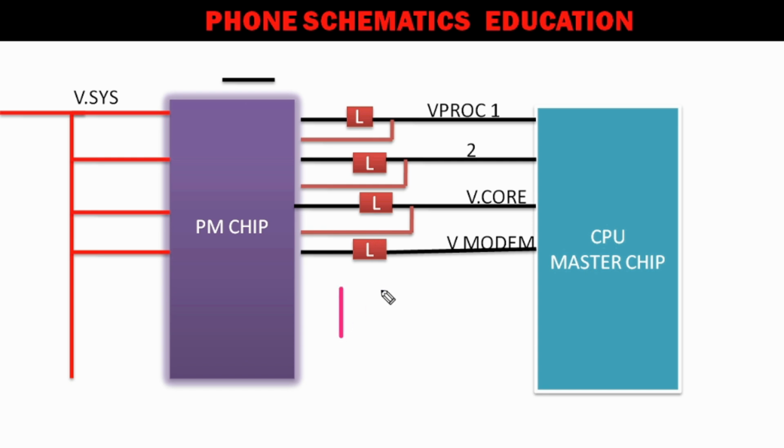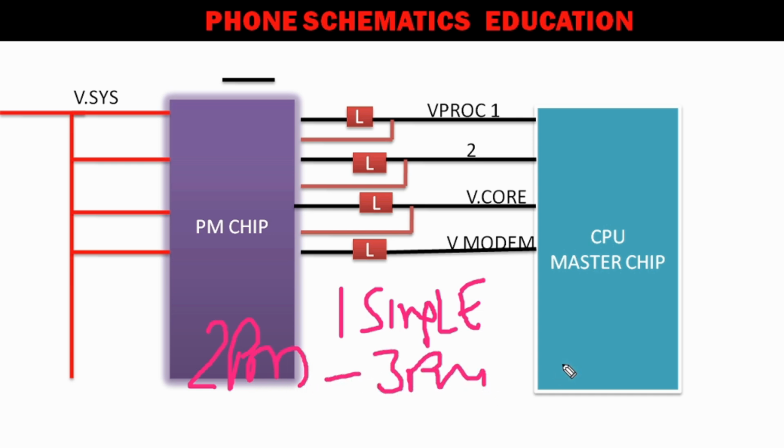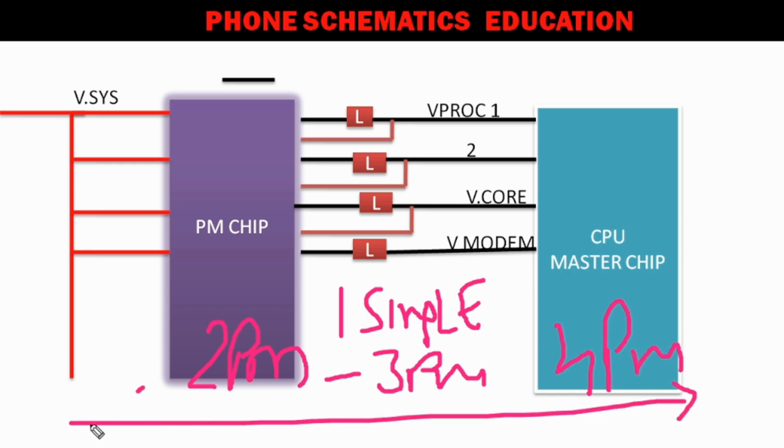This is only a single power IC's lines. After that there are 2 power modules, 3 power module chips, or 4 PMs. But I am teaching you in the easiest, simplest way, so you can easily understand each and every line or testing. So please listen to every word of mine carefully.